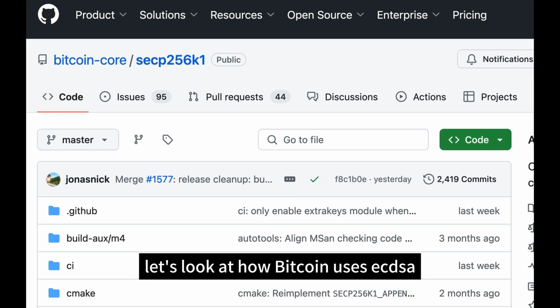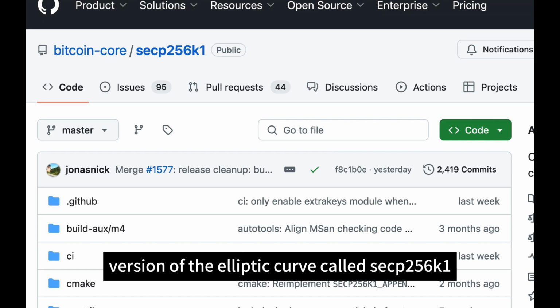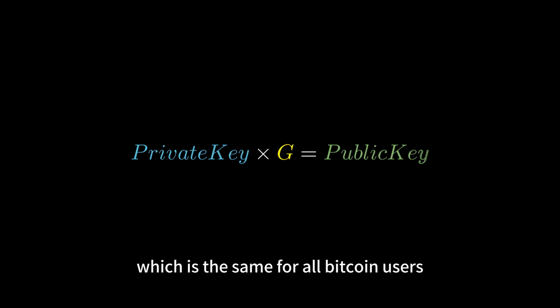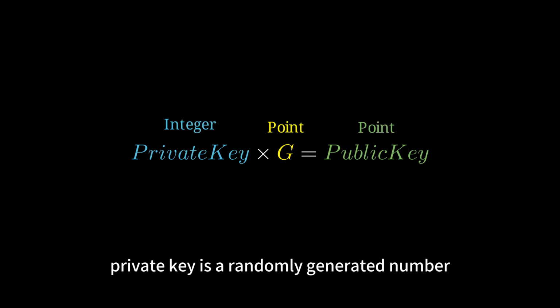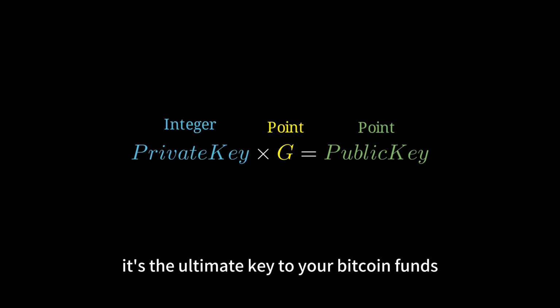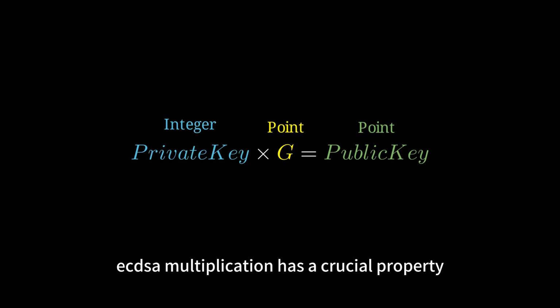Let's look at how Bitcoin uses ECDSA. Bitcoin employs a specific version of the elliptic curve called secp256k1. This curve defines a standard initialization point G, which is the same for all Bitcoin users. As some of you already know, your Bitcoin private key is a randomly generated number that you must keep secure. It's the ultimate key to your Bitcoin funds. Your public key, on the other hand, is derived by multiplying your private key by the point G on the curve. ECDSA multiplication has a crucial property.